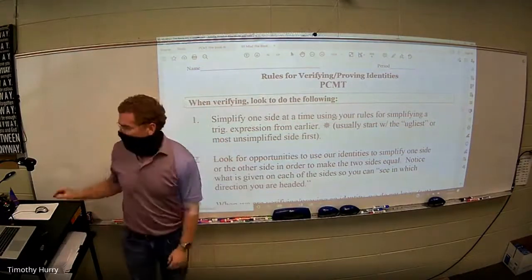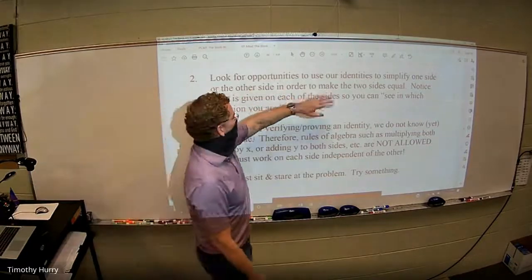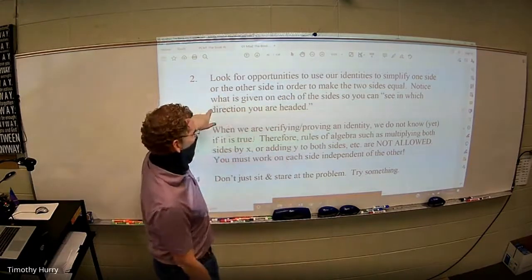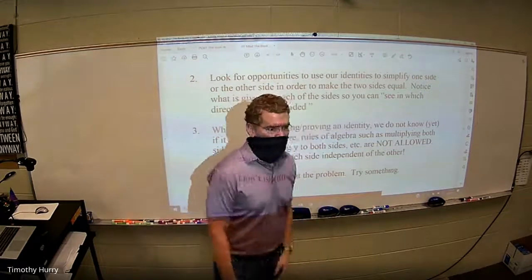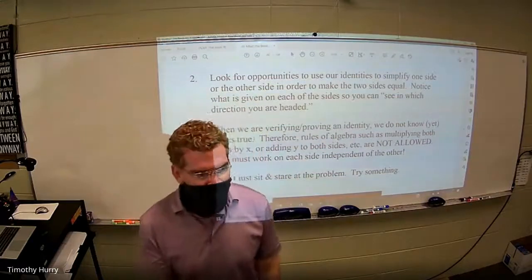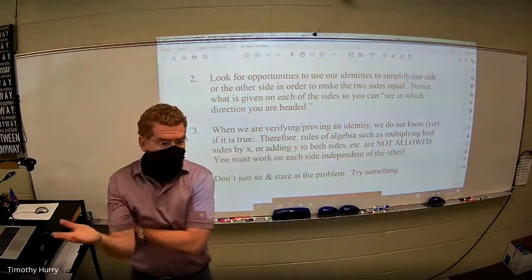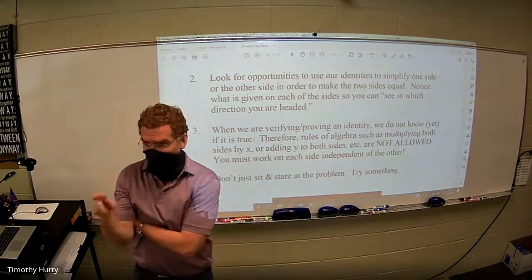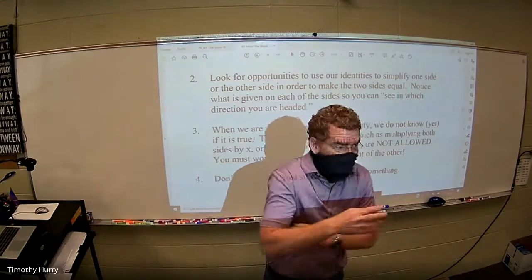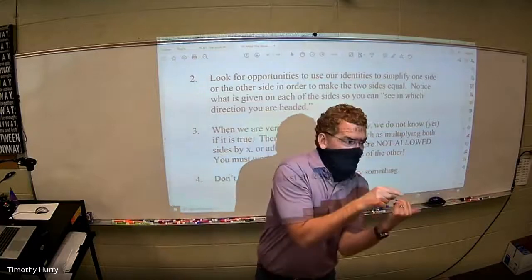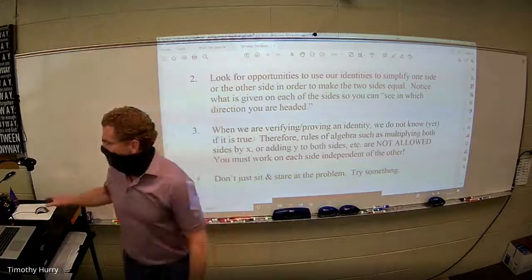All right, next thing. What you're going to be doing is looking for opportunities to use your identities to simplify one side or the other. And it says, again, notice what is given on each of the sides so you can see which direction you're headed. What I'm saying by that is, if you look on the left side and there's no denominator, and you look on the right side and there is a denominator, then either I need to find a way to get rid of my denominator on one, or I need to go to the other side and find a way to get a denominator. Because again, I'm trying to make them match. So sometimes by looking at the other side, we get a glimpse of where we're headed on the left, or vice versa.